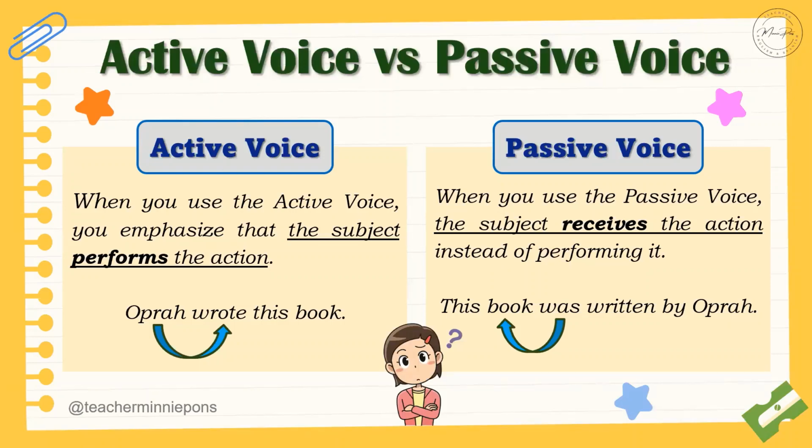Active voice versus passive voice. What's the difference? When you use the active voice, you emphasize that the subject performs the action. For example, Oprah wrote this book. When you use the passive voice, the subject receives the action instead of performing it. For example, this book was written by Oprah.